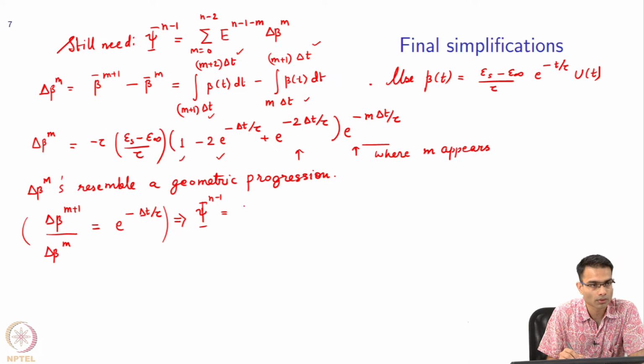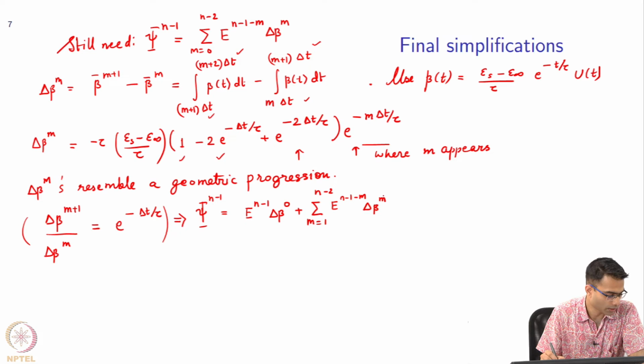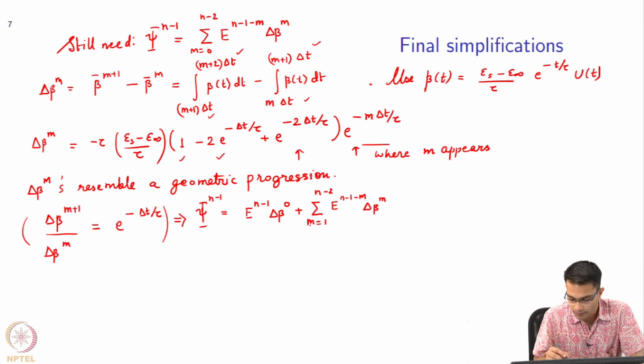M equal to 0 will give me e to the power n minus 1 delta beta 0. The next summation I will keep as is, m is equal to 1 to n minus 2, and the same terms, n minus 1 minus m, delta beta m. I have not done anything great so far.